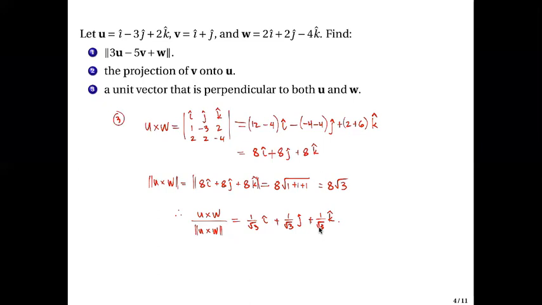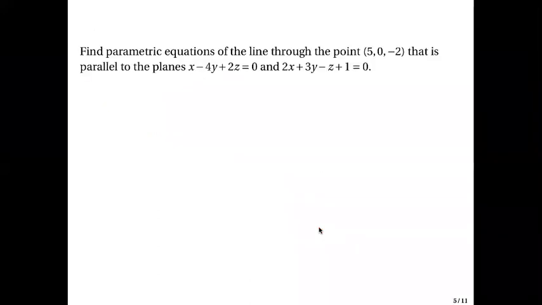Okay. Next problem. We want to find the parametric equations of the line through the point 5, 0, negative 2 that is parallel to the planes x minus 4y plus 2z equals 0, and 2x plus 3y minus z plus 1 equals 0.